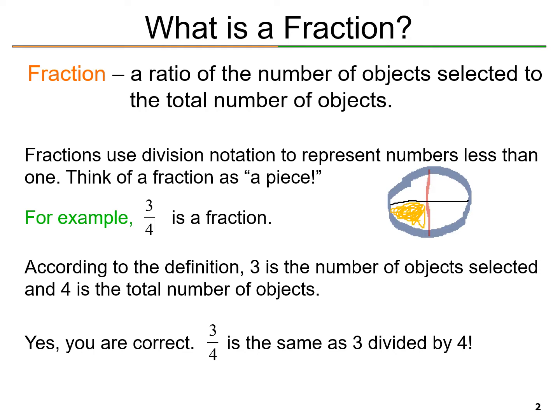So we see that we have 1, 2, 3, 4 pieces. That's the number of total pieces. And we've selected one of those 4 pieces. So let's represent this situation with a fraction. Okay, so yes, the total number of pieces is the denominator, or the bottom part, which is 4, and the number of pieces that we selected is 1. So this fraction here is 1/4.